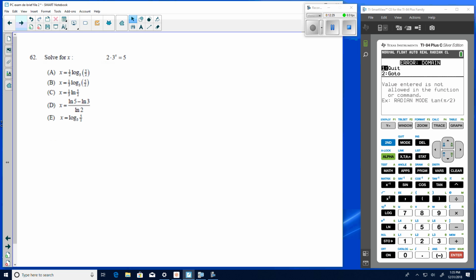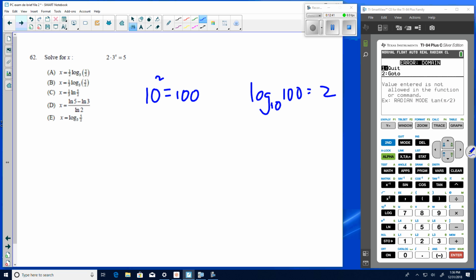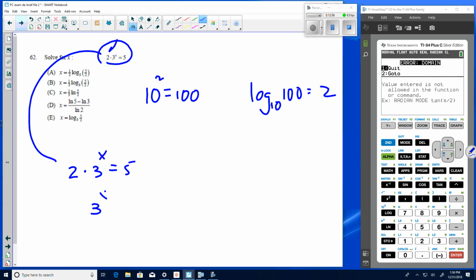Okay, 62, this is an exponential equation. Well, sort of. If we have 10 squared, that's 100. Log base 10 of 100 is 2, and we know that. Here we have a 2 in front, which is sort of bothersome. So let's get rid of that first. We have 2 times 3 to the x is 5. Divide both sides by 2. 3 to the x is 5 halves.